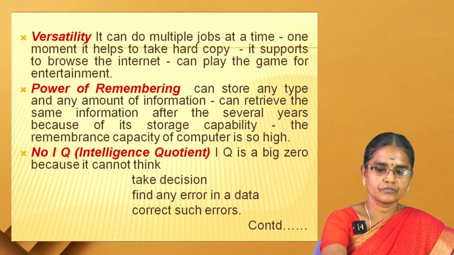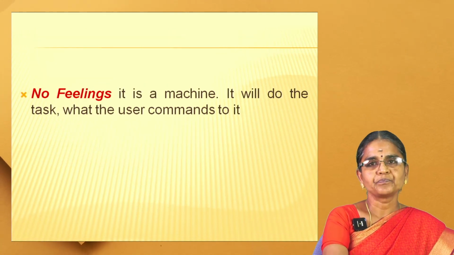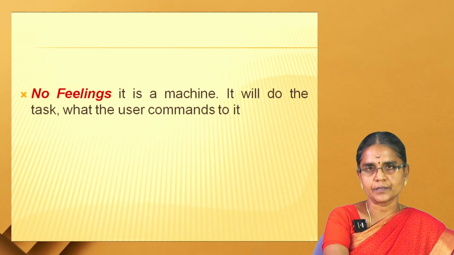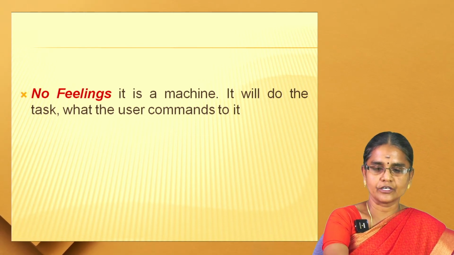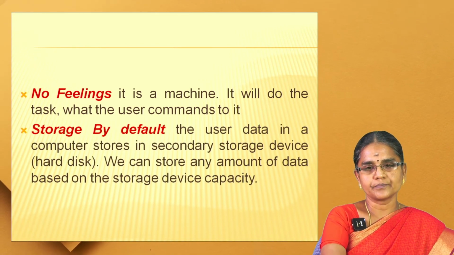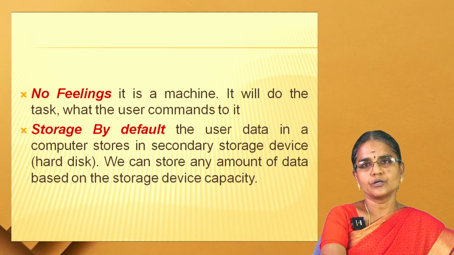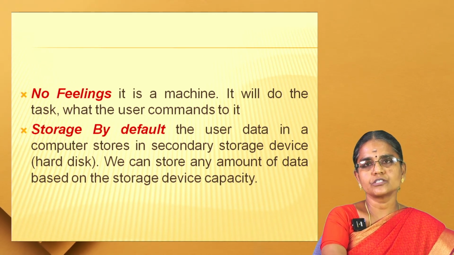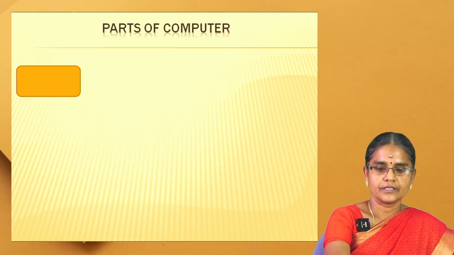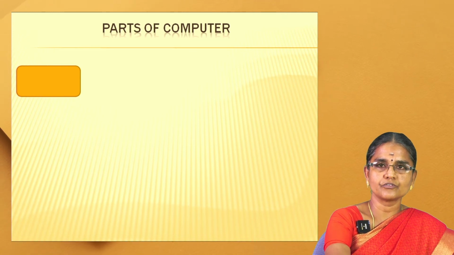The next feature is no feelings. It's a machine, it will do a task based on certain commands, it has no feeling at all. Storage by default. The user data in a computer is stored in a secondary storage device. We can store any amount of data based on the storage device capacity. That's all regarding the characteristic features of computer.